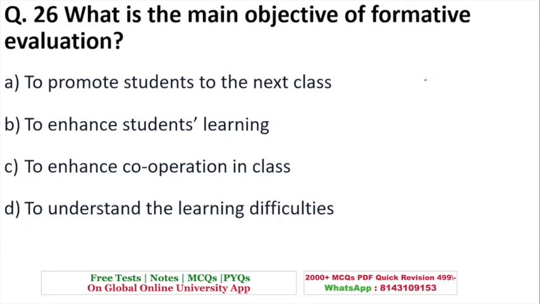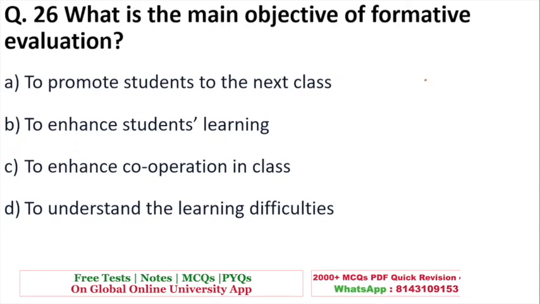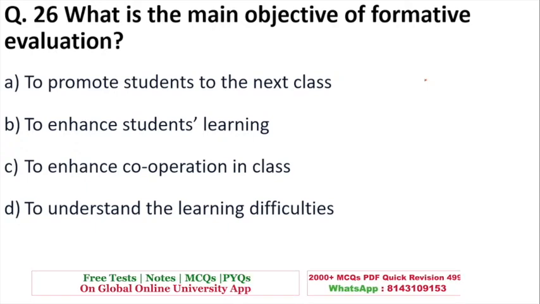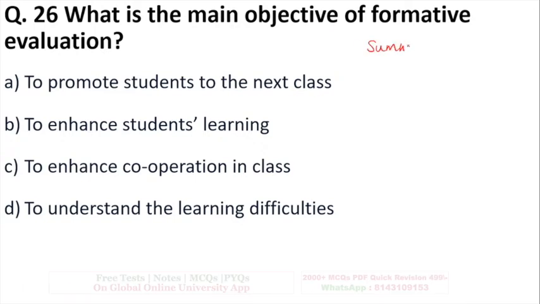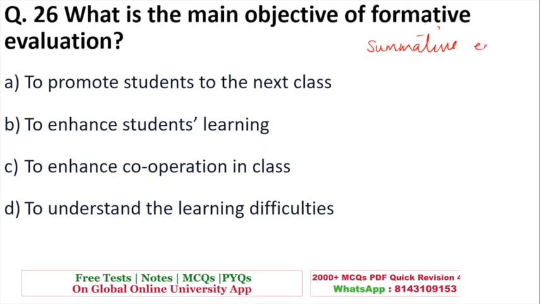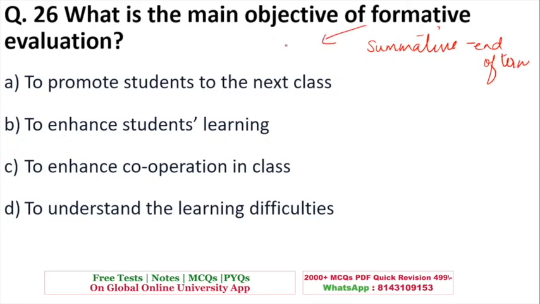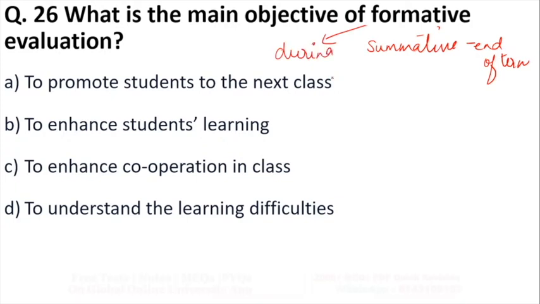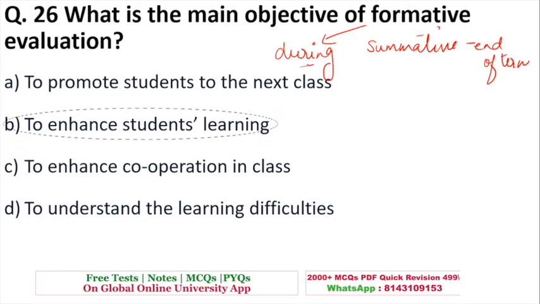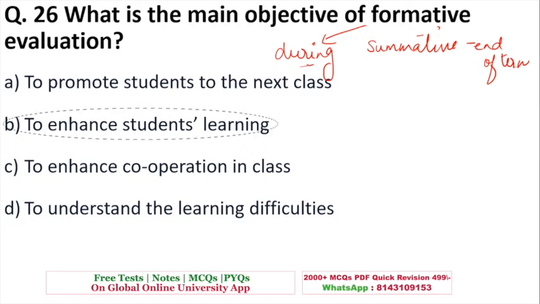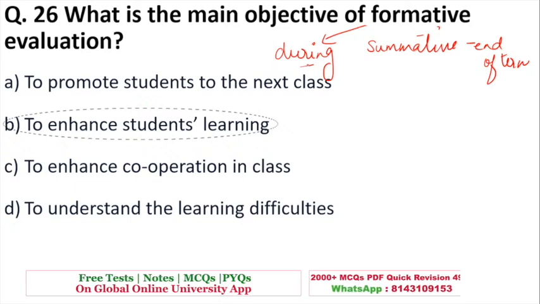What is the main objective of formative evaluation? So formative evaluation is something that happens during the course of learning, not like summative evaluation. Summative evaluation happens at the end of the term, but formative evaluation happens during the term. So here formative evaluation is used to enhance students' learning. The teacher keeps on asking small questions in the class, and then the students answer, and the teacher finds out whatever problems the students are facing.